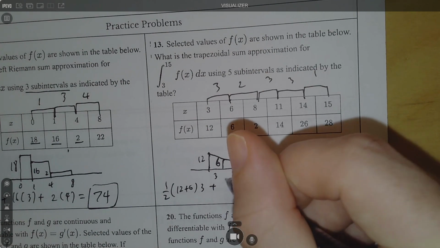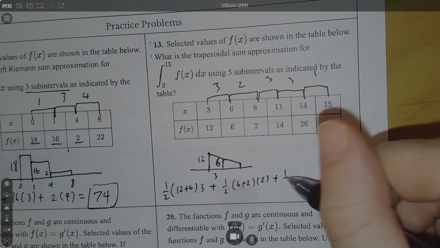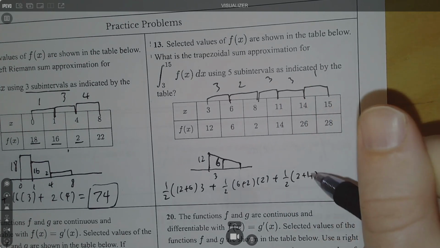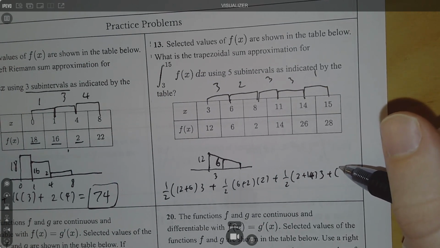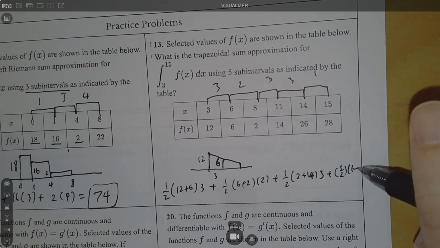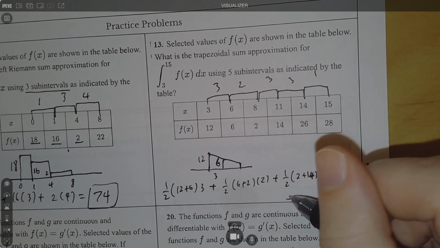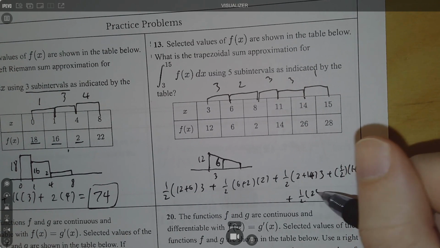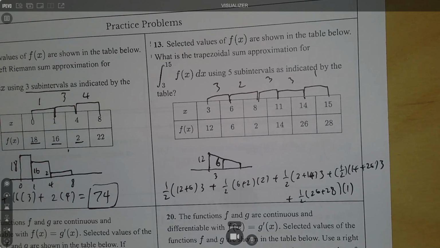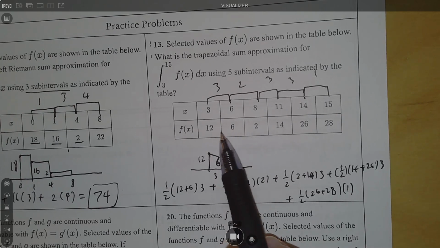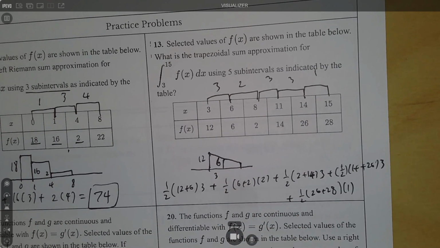So then it'll be 1 half 6 plus 2 times 2 plus 1 half 2 plus 14 times 3 plus 1 half 14 plus 26 times 3 plus 1 half 26 plus 28 times 1. Okay, so again, it's just 1 half. These are my bases. That's my width, or my quote-unquote height, right? So these are each individual trapezoids. Then you add them together.